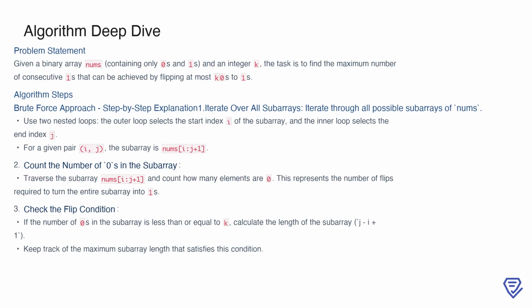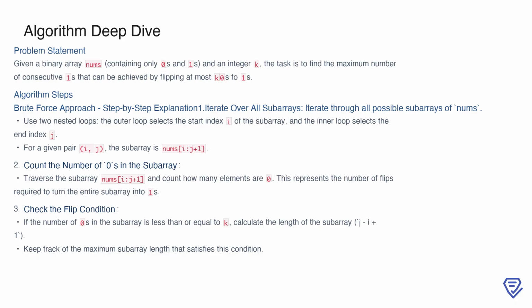Here's how it works. First, we iterate over all possible subarrays of nums. To do this, we use two nested loops. The outer loop selects the starting index i of the subarray, while the inner loop selects the ending index j. For a given pair i, j, the subarray is defined as nums[i..j+1]. Once we have a subarray, we count the number of 0s within it. This count represents the number of flips needed to turn all elements of the subarray into 1s.